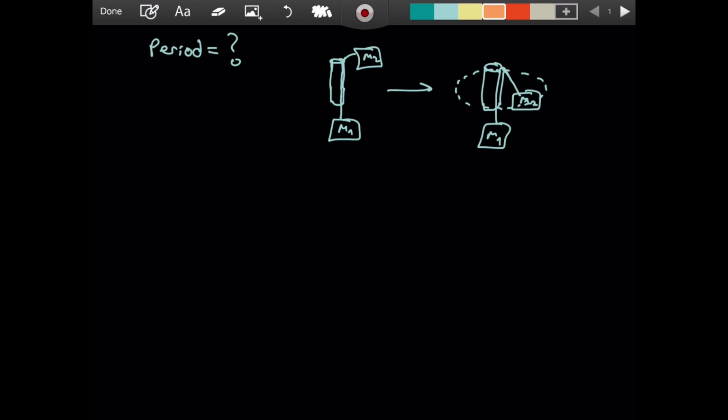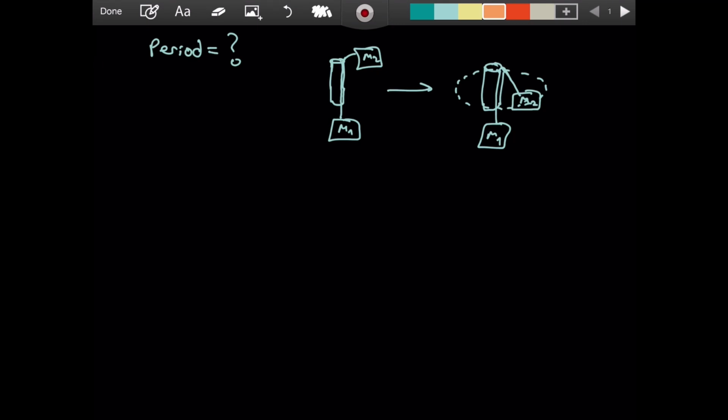We want to find the period of the motion of M2 as it goes around the circle. And this circular path is on a plane. It is on a horizontal plane. That is, M2 is not moving up or down. This is going to be important for our derivation. Cool.